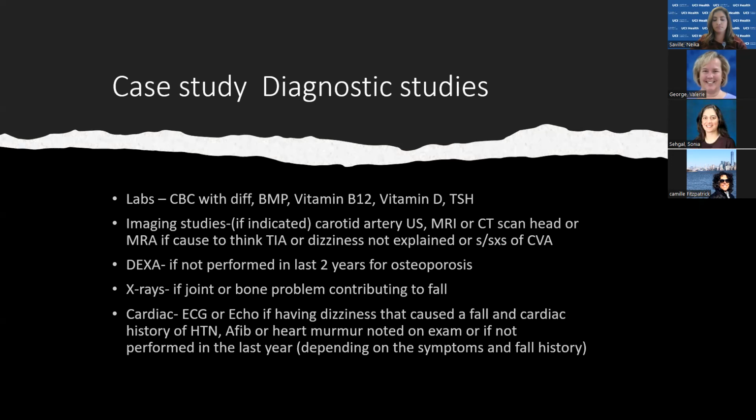If they are dizzy and maybe they have a history, you know, in the physical exam, if I hear a bruit or they have some dizziness that's unexplained, I may order an ultrasound of the carotid artery or MRI or CT scan or even MRA if I think that there's a TIA or some dizziness, and if they have no signs or symptoms of a stroke.